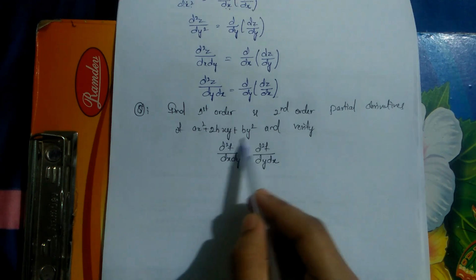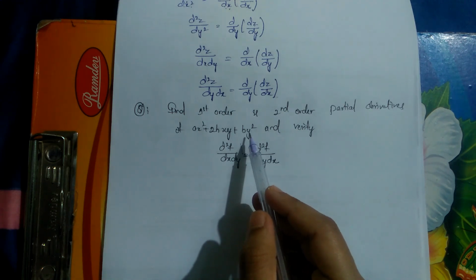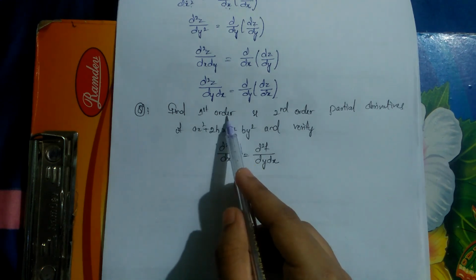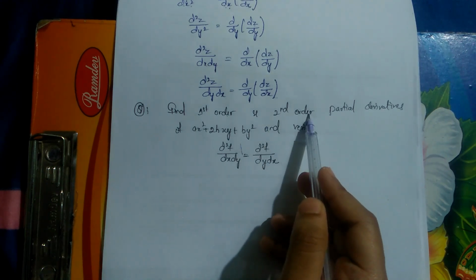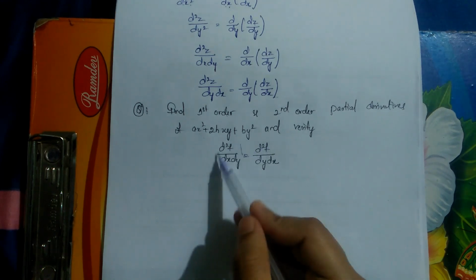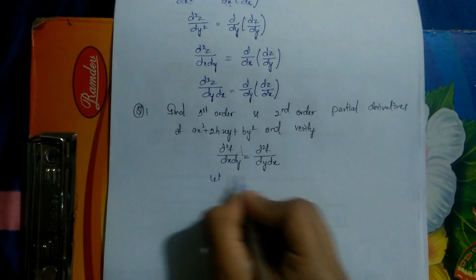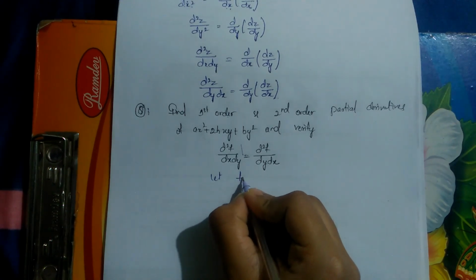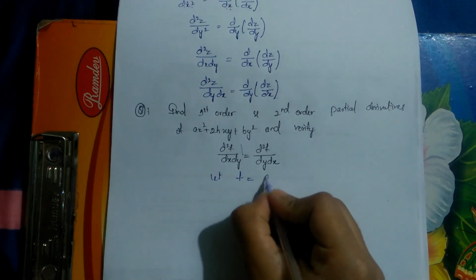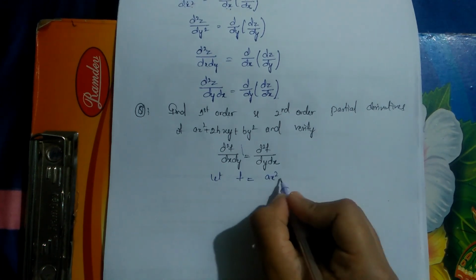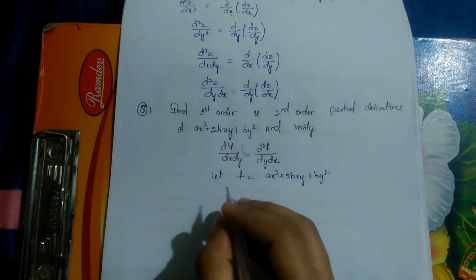It means differentiation of z. If we treat this function as z, then that z should be differentiated with respect to x and y, which gives the first order, and when we differentiate them one more time you get the second order partial derivative, and at last you have to verify this condition. Let f be the function ax square plus 2hxy plus by square.